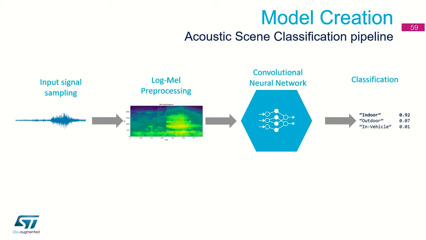So what is the conclusion? We can use the well-known neural network structure for picture recognition, the convolutional neural network, to recognize the audio scene. Why? Because we have transformed the time domain audio signal into a picture, into a frequency domain signal. So this is our signal transformation flow: time domain, frequency domain, then a picture as input data for the convolutional neural network, and then three classes to be classified: indoor, outdoor, and in vehicle.